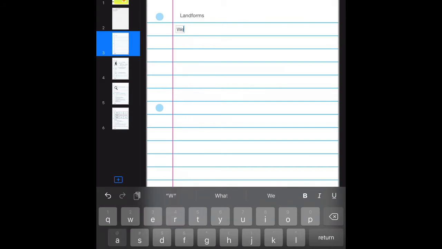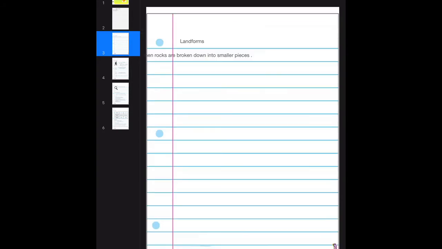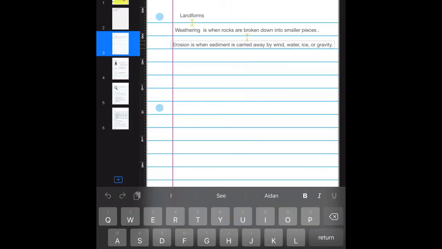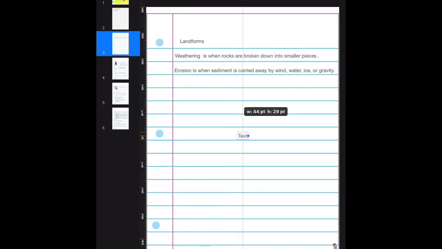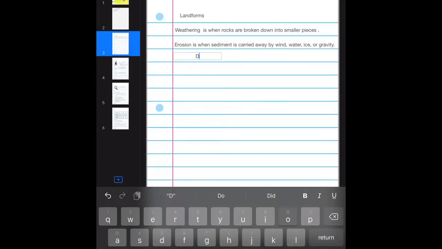I'm going to write some notes about weathering, erosion, and deposition, since we learned about that today. I just made a note about how weathering is when rocks are broken down into smaller pieces. And now I'm going to make a note about erosion. Erosion is when sediment is carried away by a natural force like a river or wind or gravity.